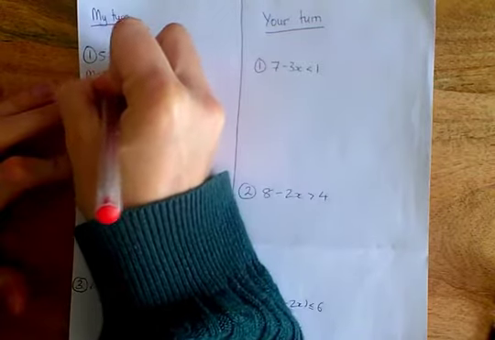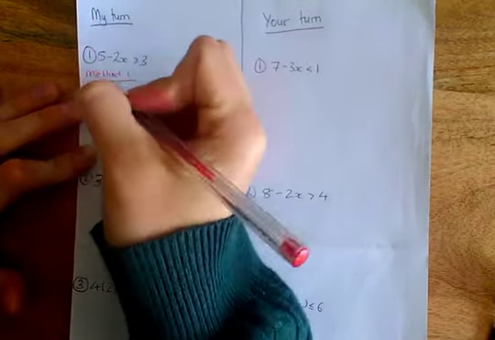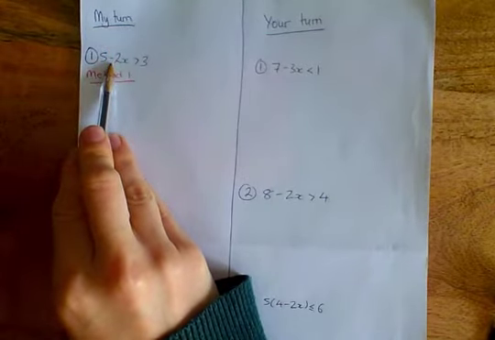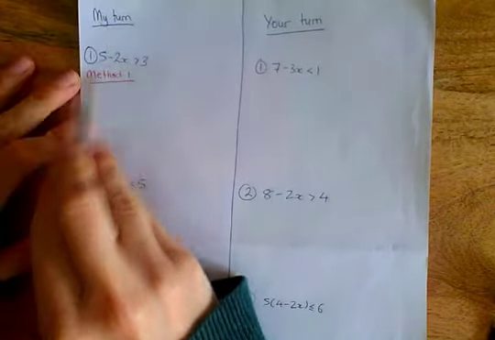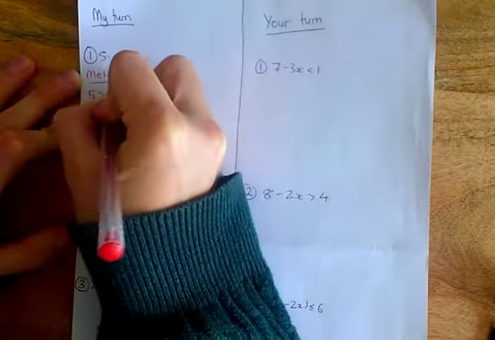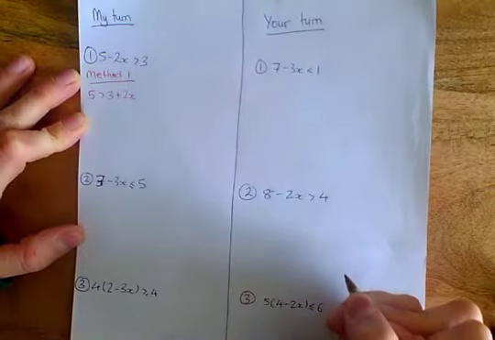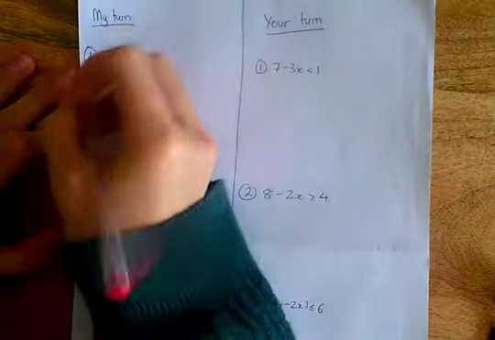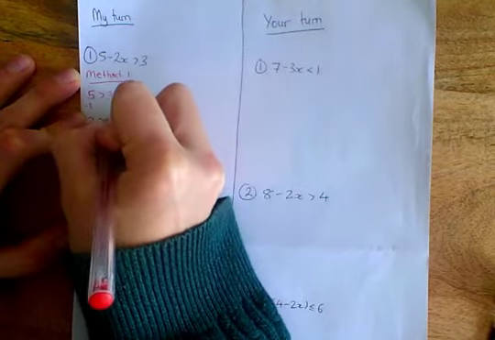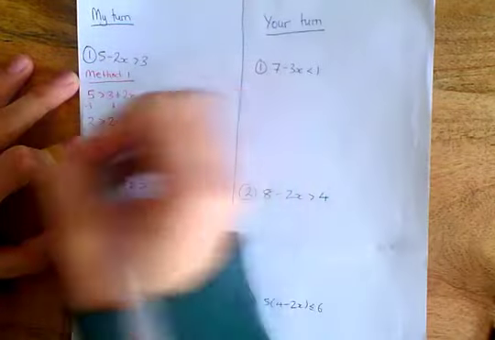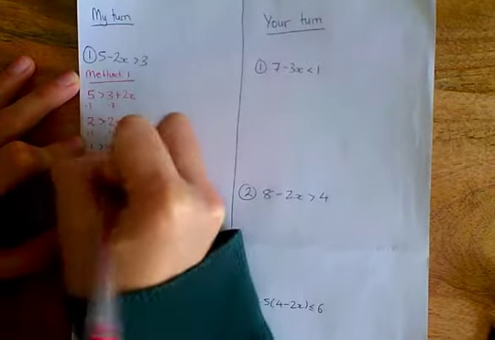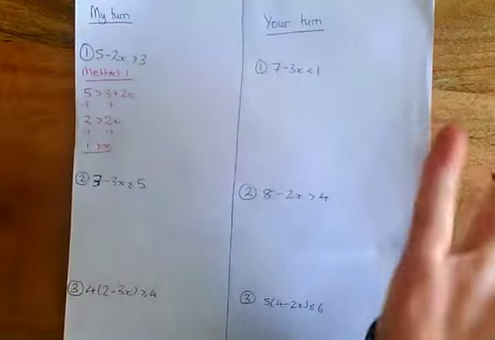So if we go through method 1 first of all, and that is eliminating the negative 2x by adding 2x to both sides. So if we here add 2x to both sides, we would get 5 is greater than 3 plus 2x. We could then subtract 3 from both sides, and we would get that 2 is greater than 2x. And then if we divide by 2, we would get that 1 is greater than x, or x is less than 1.